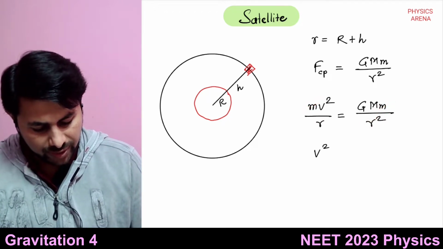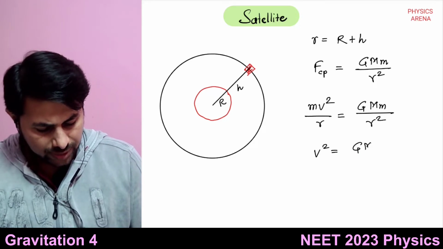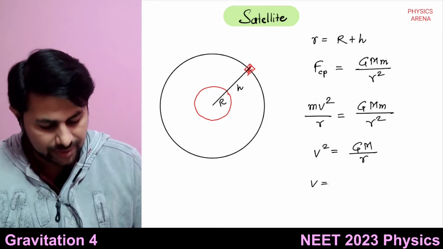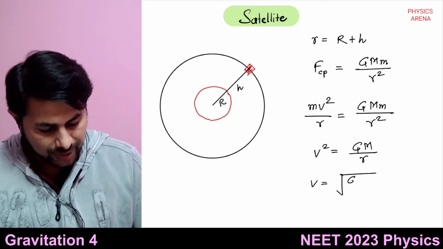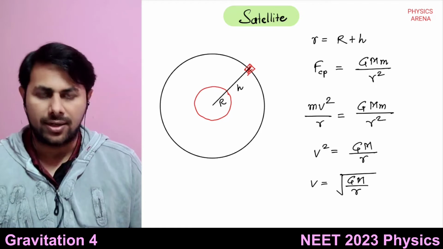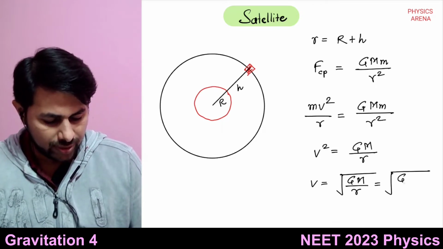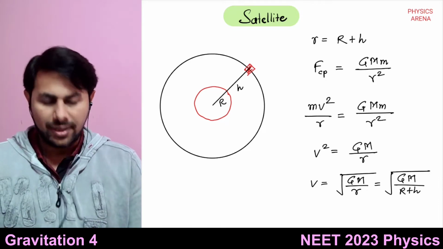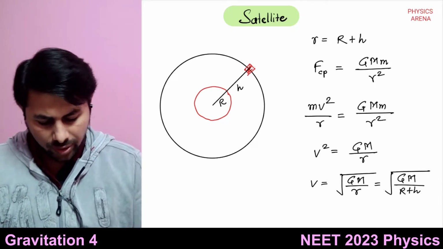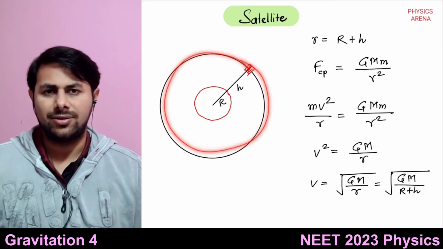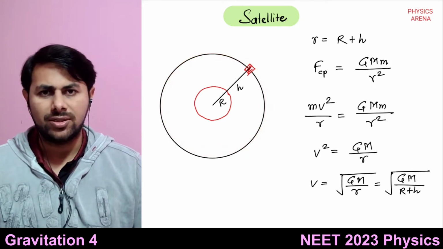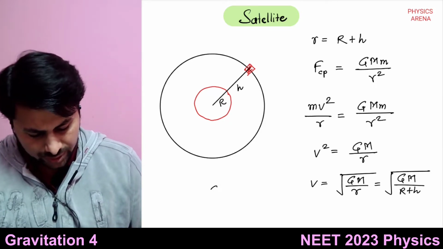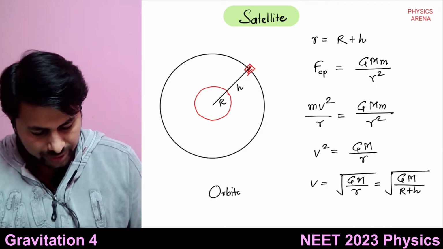Okay, so we get v square equals GM over r, and that means v is equal to the square root of GM over r. Okay, square root of GM divided by R plus h, right? So this is the orbital speed of the satellite. This is the speed with which the satellite will revolve around the Earth. Okay, so this is the orbital speed.